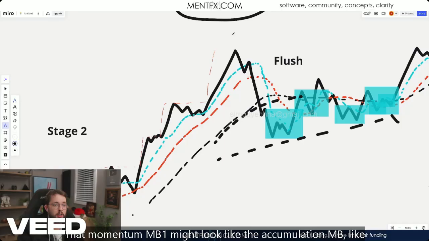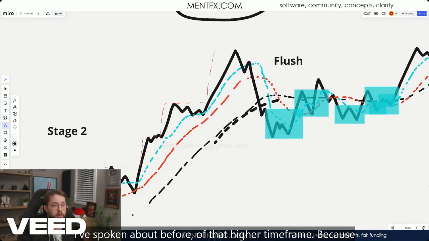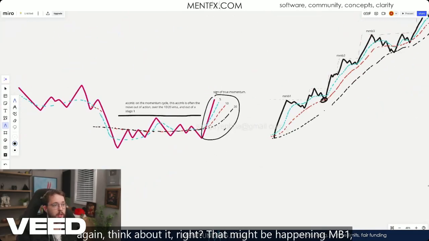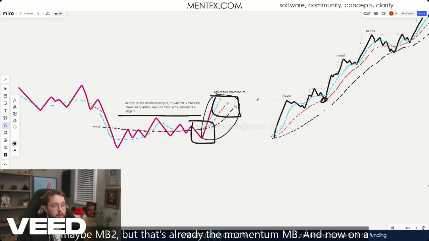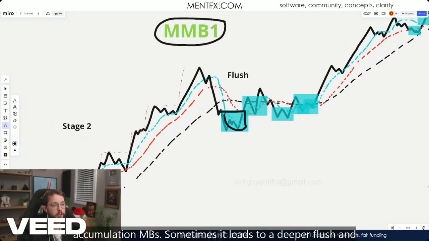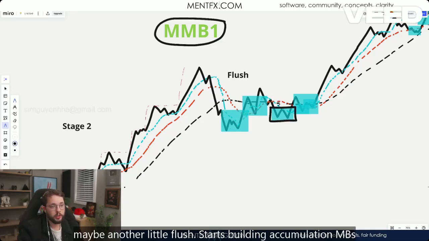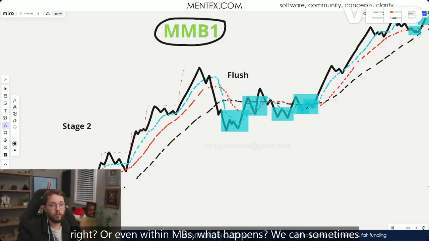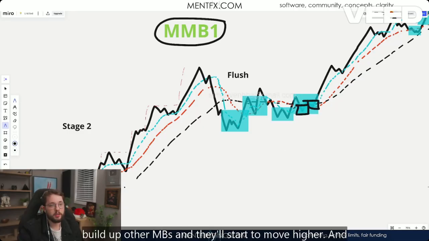That momentum MB1 might look like the accumulation MB, like I've spoken about before, of that higher time frame, because again, think about it, right? That might be happening MB1, maybe MB2, but that's already the momentum MB. And now on a lower time frame, that's where the cycle is playing out. So you have a flush, they begin to build up accumulation MBs. Sometimes it leads to a deeper flush, and maybe another little flush, starts building accumulation MBs that can act as opportunities at or around this 10 and 20, right? Or even within MBs, what happens? We can sometimes build up other MBs, and those start to move higher.